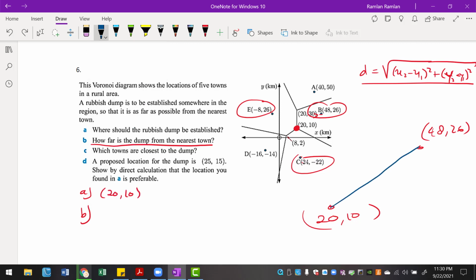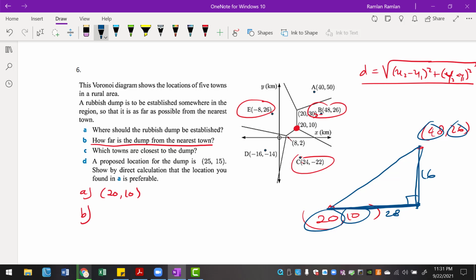So it's going to be like this and like this, and this is going to be a right angle. Okay, so we can find this length here, right? Because this line is a horizontal line, so it represents the x value. So it's 20 to 48. So 48 minus 20 is 28, right? And then from here to here is from 26 to 10, which is going to be 16, right?